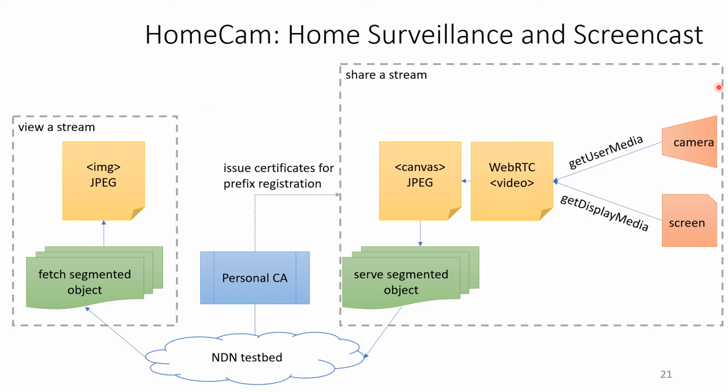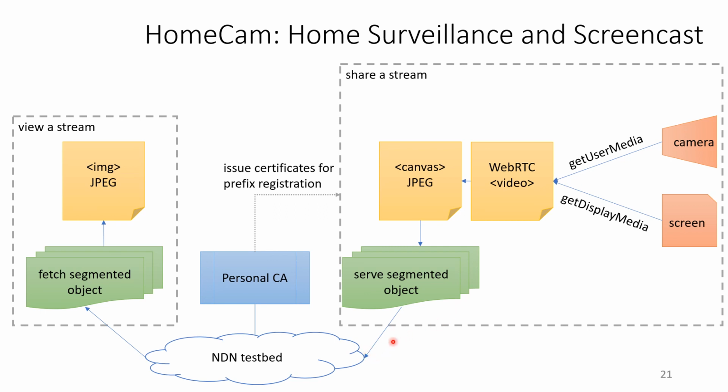The way it works is similar to the previous version, but there are some differences. So if you select share a stream, you are the producer. You can use either the camera to capture your beautiful face, or you can select the screen to capture a window on your screen. It gets rendered into a WebRTC video element on the web page. Then it gets captured in a canvas HTML element as a JPEG image, which is then served as a segmented object. It also has RDR protocol internally.